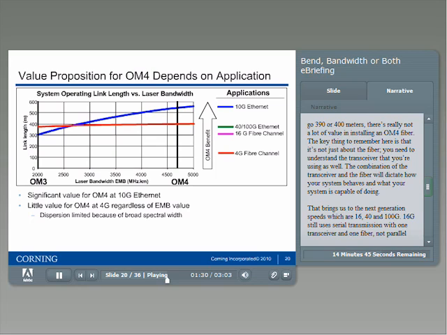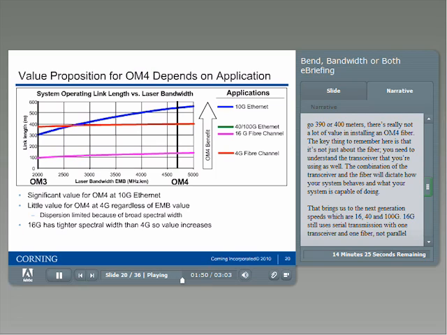The key thing to remember here is that it's not just about the fiber. You need to understand the transceiver that you're using as well. The combination of the transceiver and the fiber will dictate how your system behaves and what your system is capable of doing. That brings us to the next generation speeds, which are 16, 40, and 100 gig.